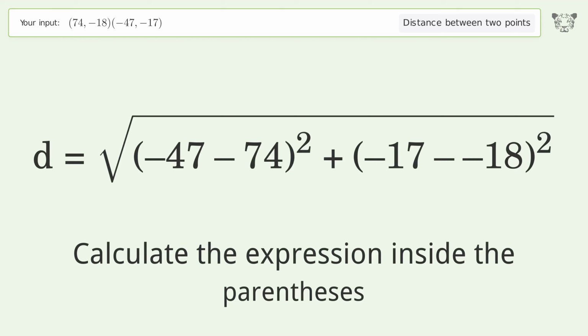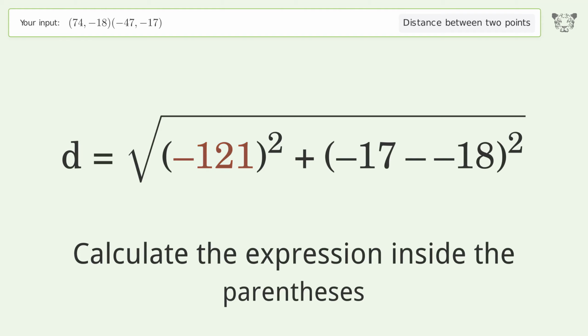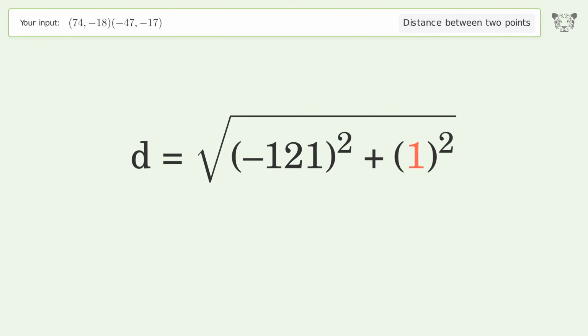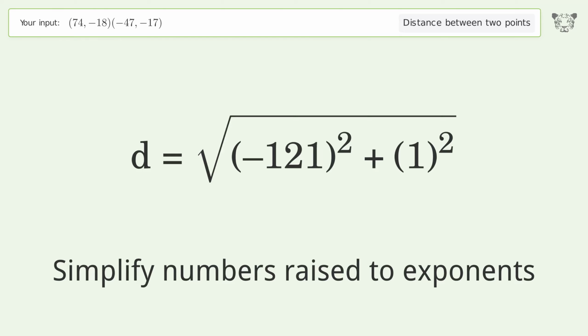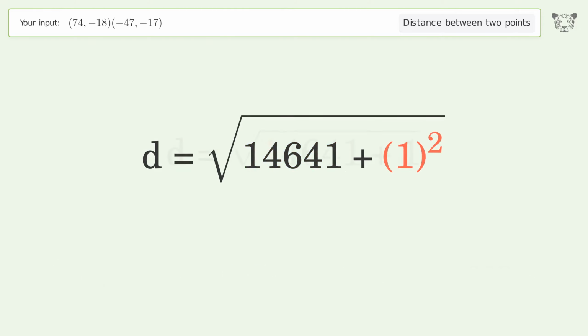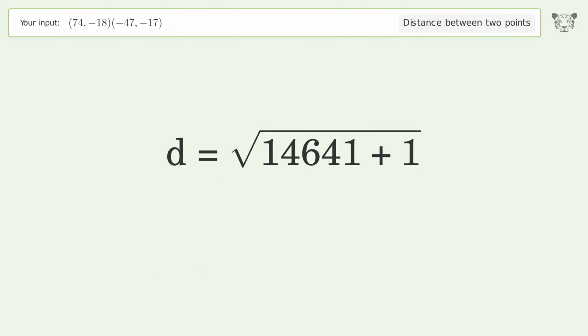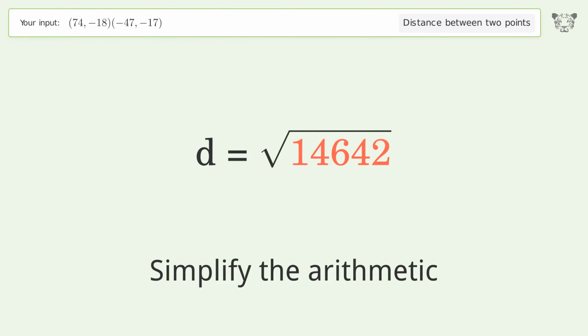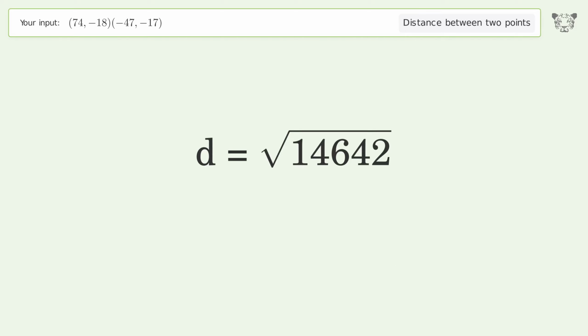Calculate the expression inside the parentheses. Simplify numbers raised to exponents. Simplify the arithmetic. And so the distance between the 2 points is the square root of 14,642, or 121.004.